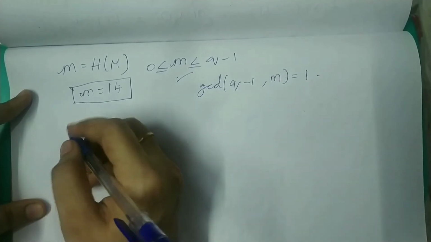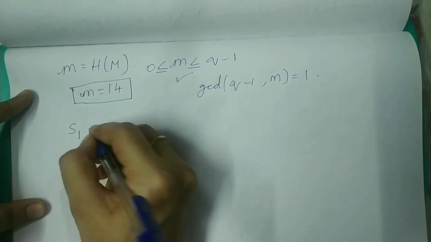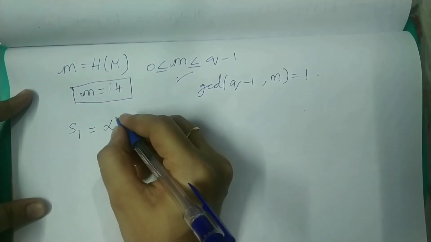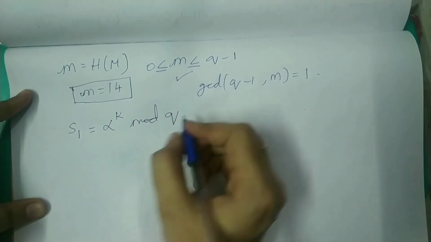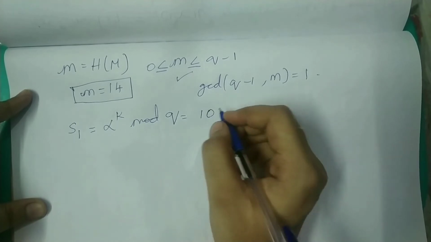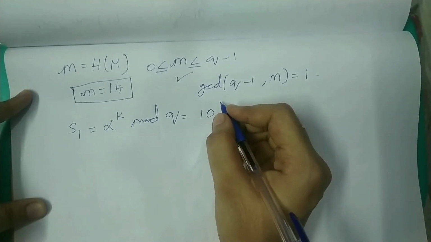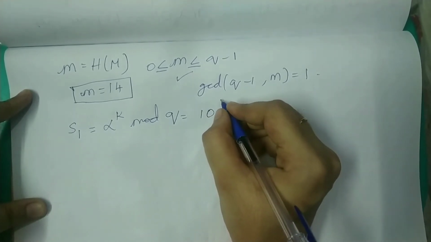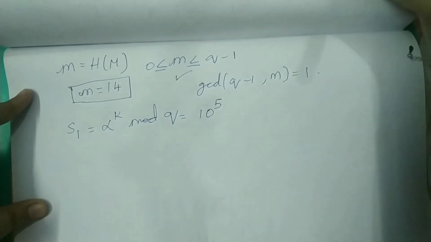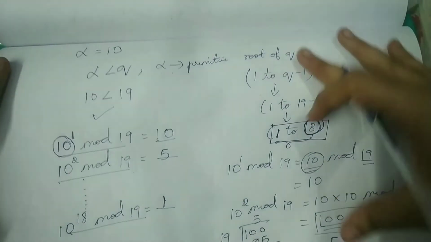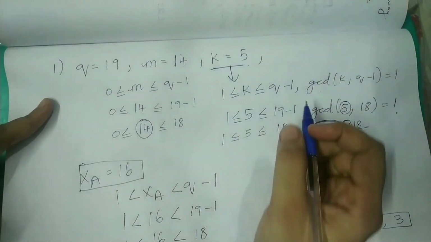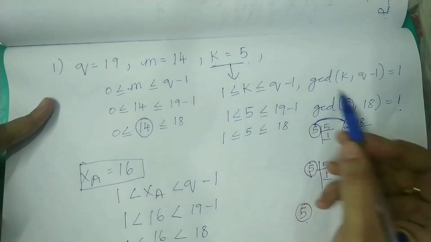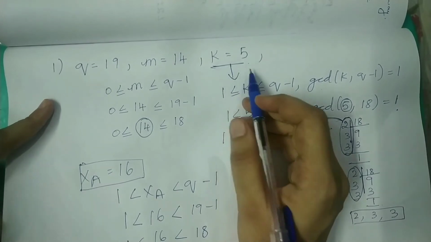So the next step is we need to find the S1's value. The formula for that is alpha to the power K mod Q. Alpha's value is 10, to the power K's value is 5. Over here we saw the K's value is 5. After checking all these conditions only, we chose the value of K as 5.